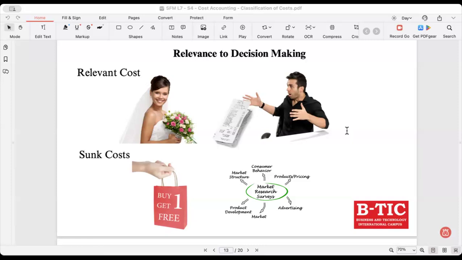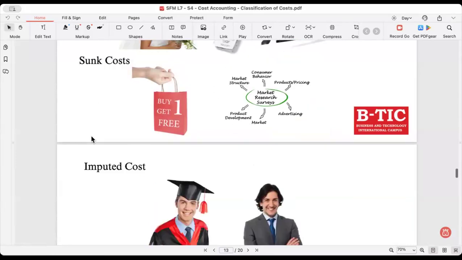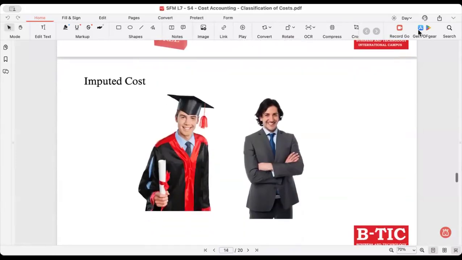What do you mean by sunk cost? Sunk cost means a cost that has already been incurred and cannot be avoided by decisions taken in the future. This is a sunk cost. Next, you have imputed cost. Now, this is a very interesting cost, right?